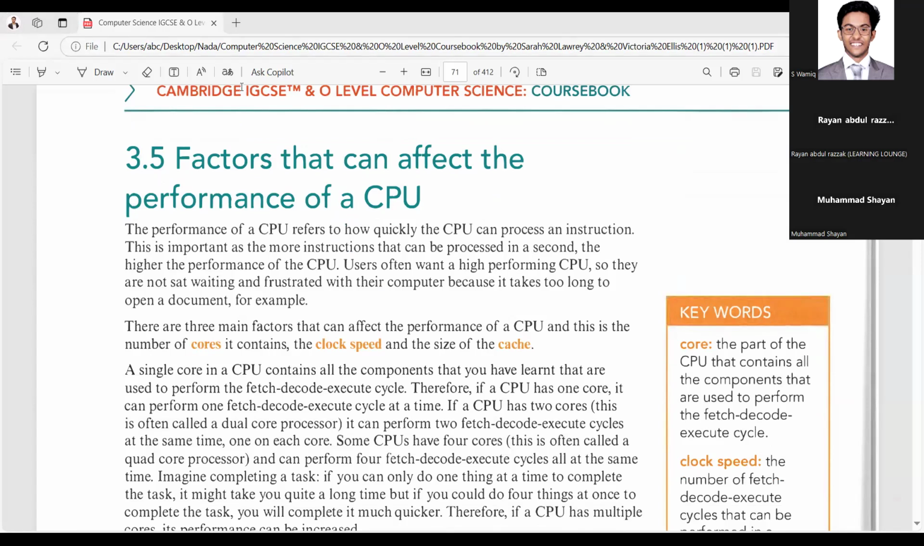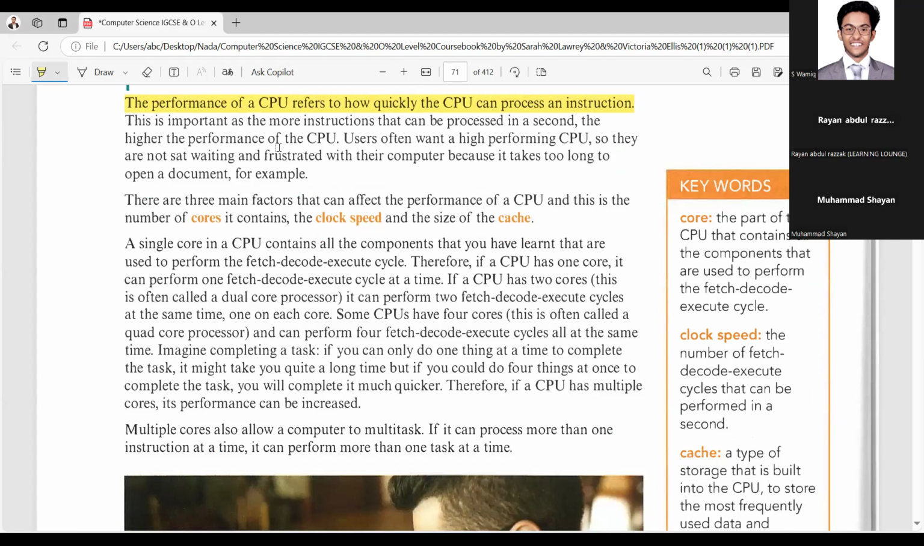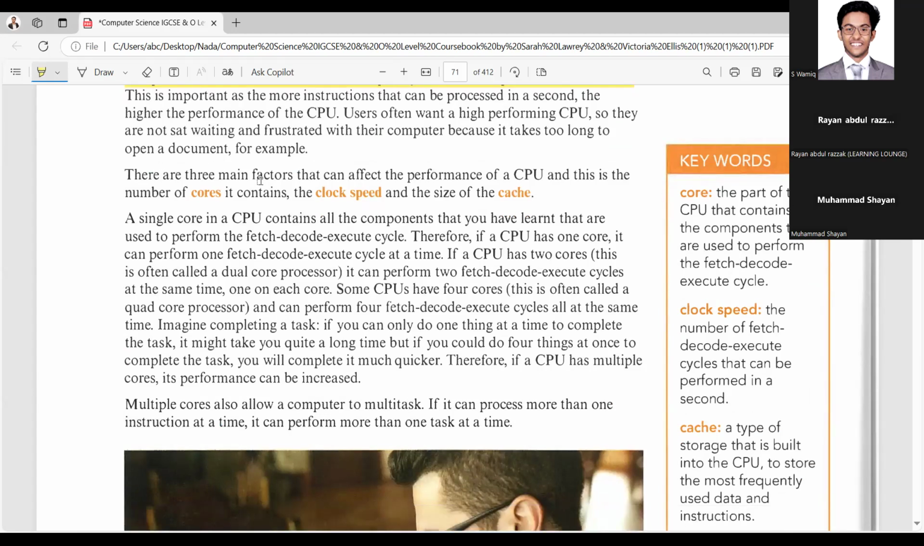So first of all, the performance of a CPU basically refers to how much faster your computer can process an instruction. Because the faster it can process instructions, the faster your task will be completed. It is important because if instructions can be processed in seconds, that means your computer has a very high performance, and users want a high computer speed so that they don't get frustrated waiting for their computer to work. So for this example, I have three main important factors that should be considered.